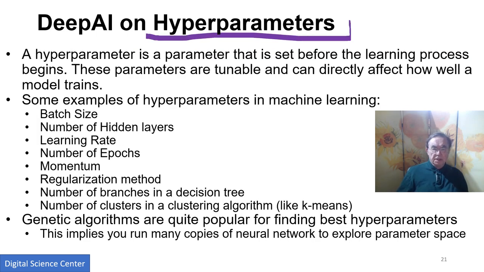Hyperparameters are pretty interesting. So you have lots of parameters. Just the overall structure of the network is a parameter. The number of layers is a parameter. Using one hot or not is a parameter. Batch size is a parameter. Eta, the learning rate, is a parameter. Momentum is a parameter, et cetera, et cetera.